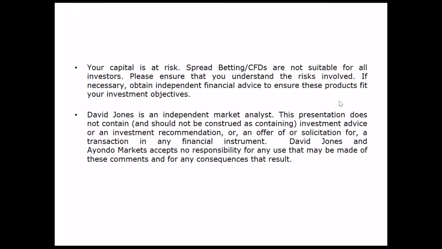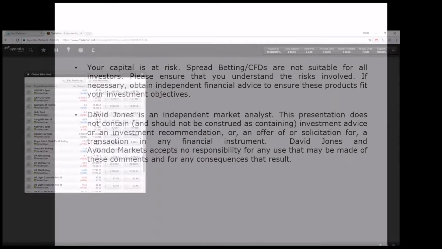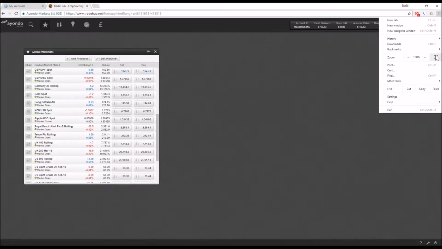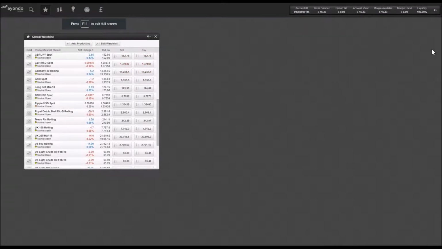But let's get going. I think the risk warning has been up for long enough. So let's start. Here we go. This is Aondo's trading platform, Trade Hub. Aondo are maybe better known for social trading, where you copy other traders, but of course you can do self-directed trading as well, where you do your own trading.